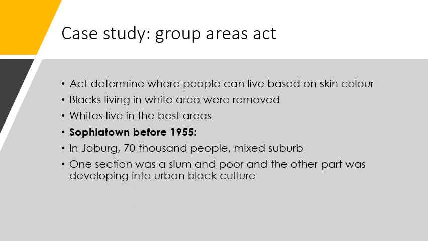When having a closer look at the Group Areas Act, the Act determined where people could live based on their skin color. Blacks living in white areas were removed. Whites received the best living areas.